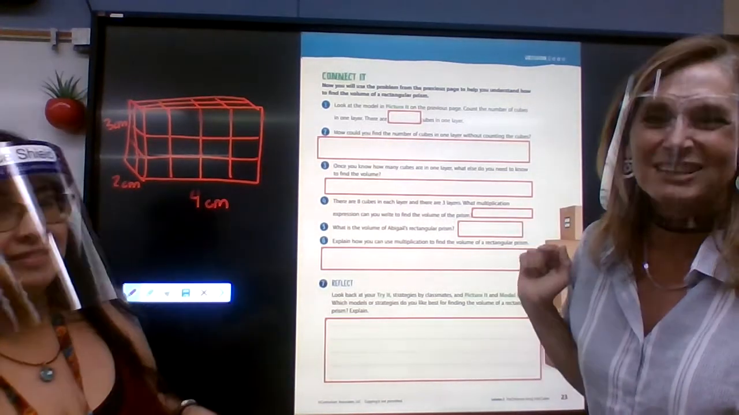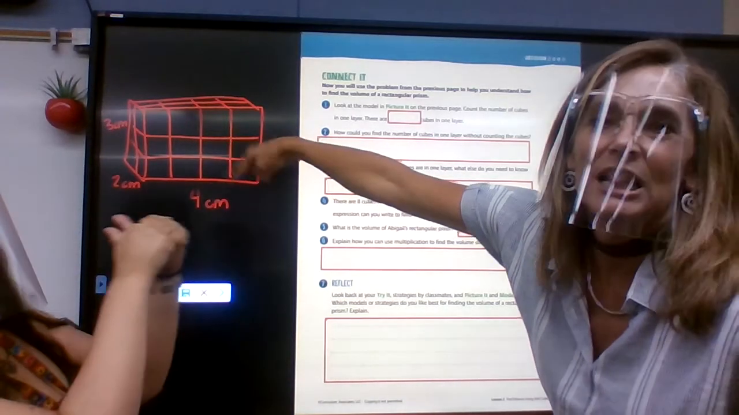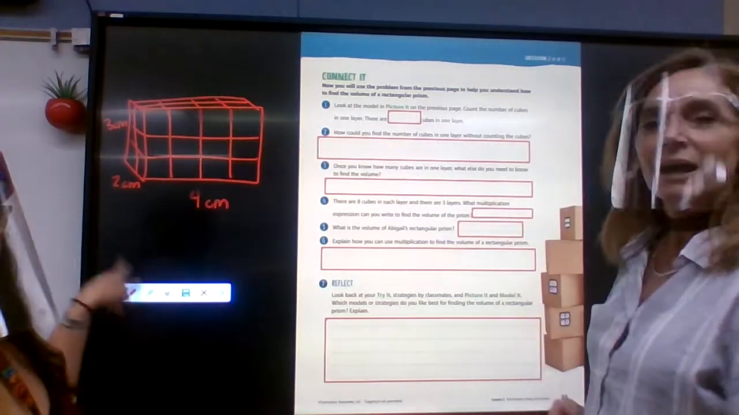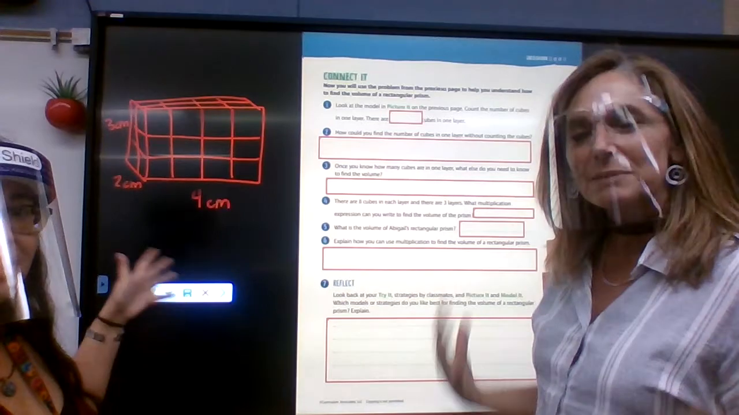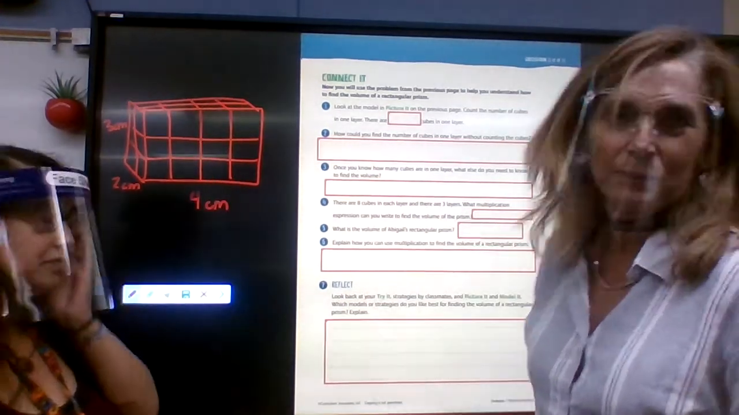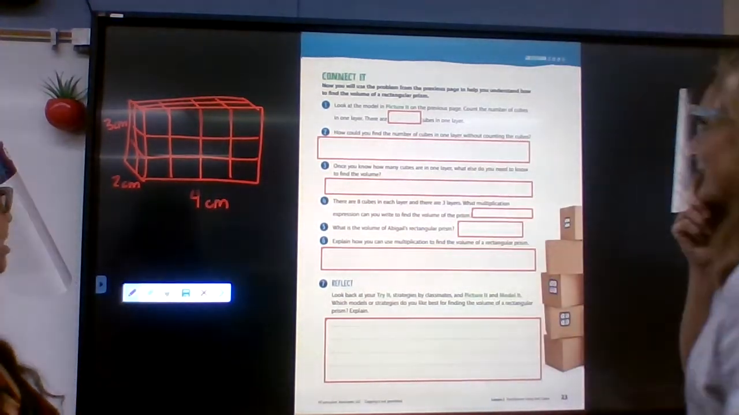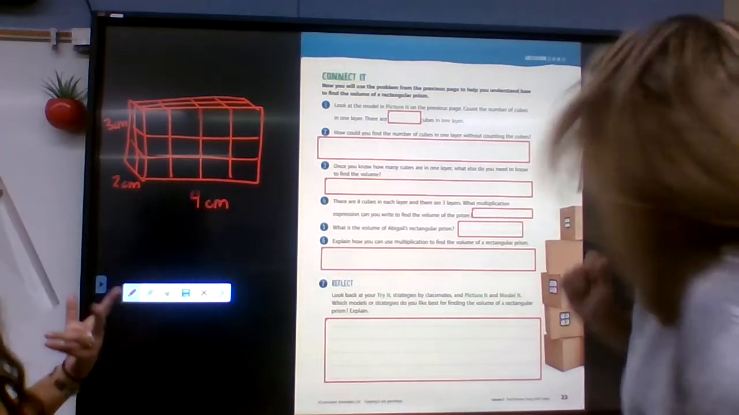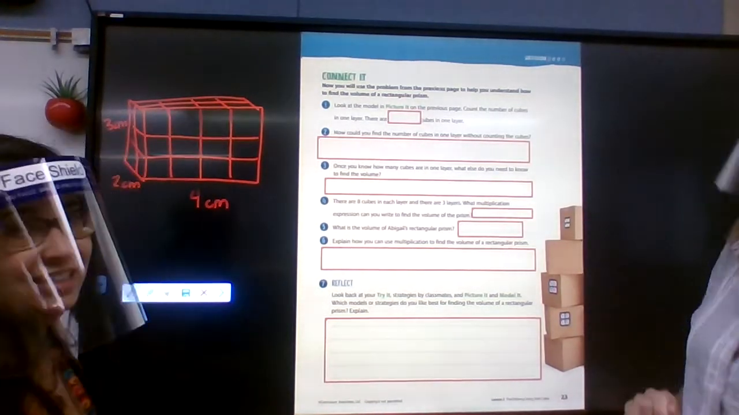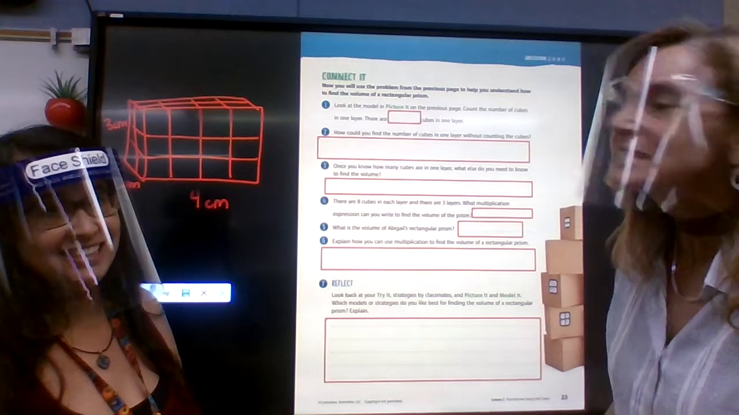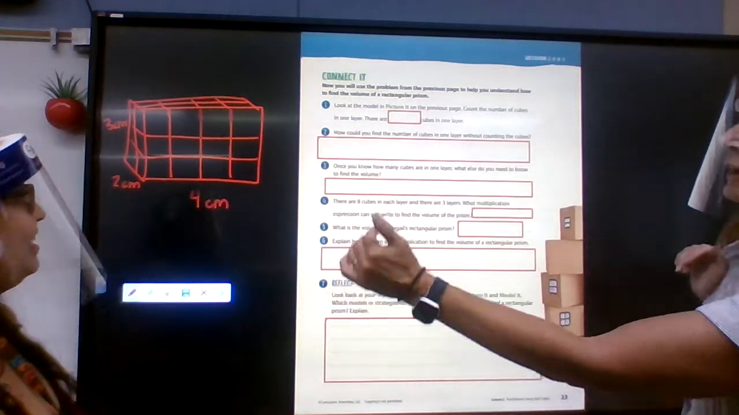This is pages 23 and 24. And these refer back to our lovely prism that we had on the last two pages. So we're just really going to be talking about the different ways that we went through solving it. So I drew it here. It's beautiful. It doesn't slope at all. All right, so it says, look at the model and picture it.